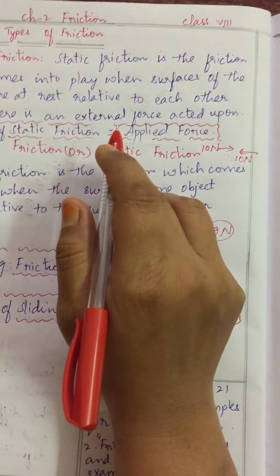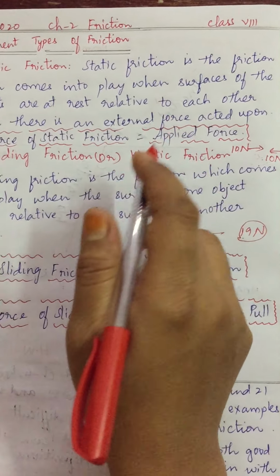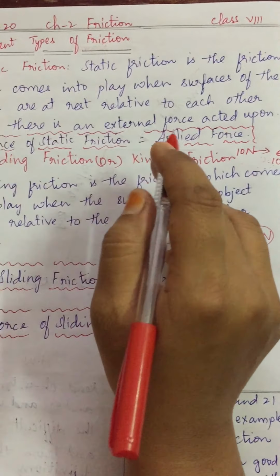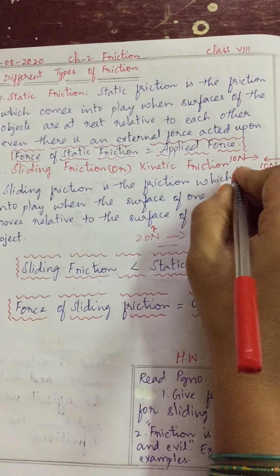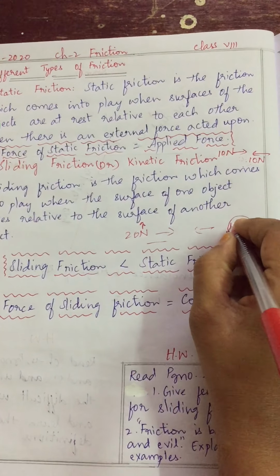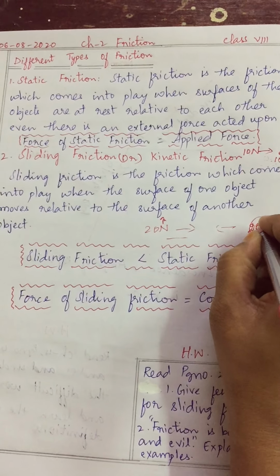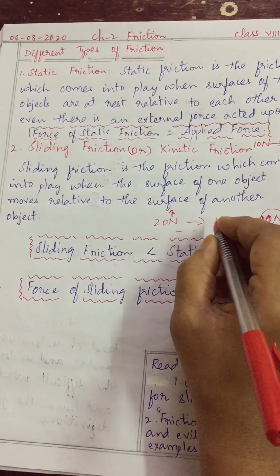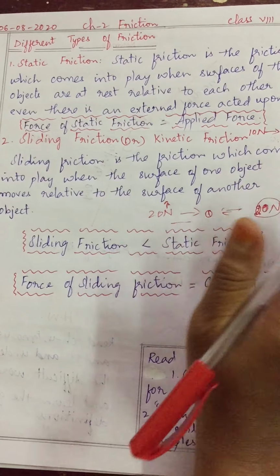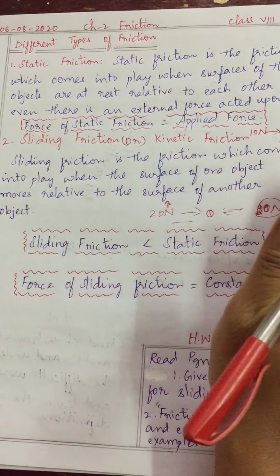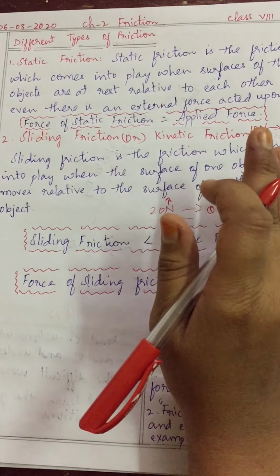As you increase the magnitude of the pushing force, the force of static friction also increases. Suppose now you apply a little more force, say 20 Newton. Then the static frictional force will also be 20 Newton, so still the object will not move. That means both forces are still balanced and equal.